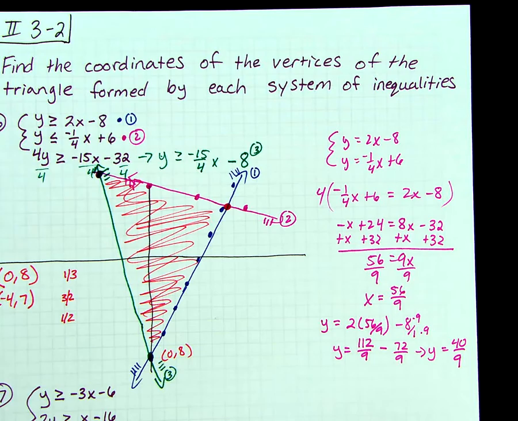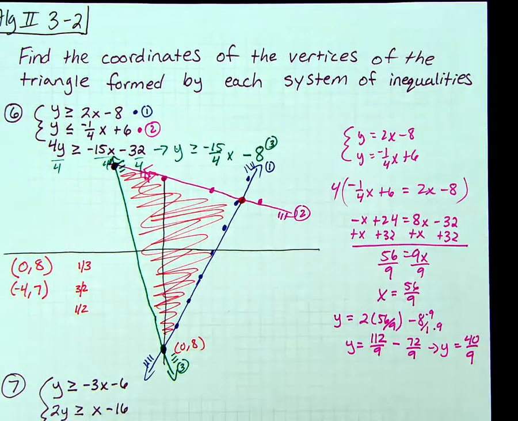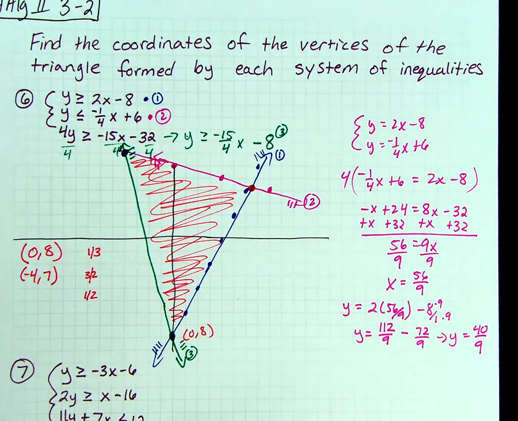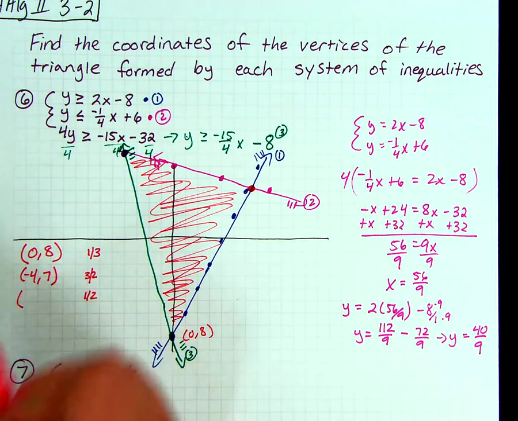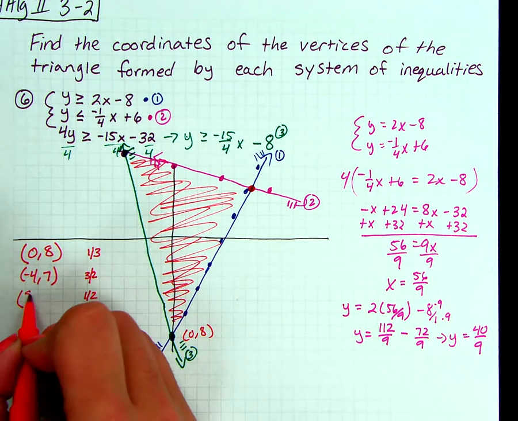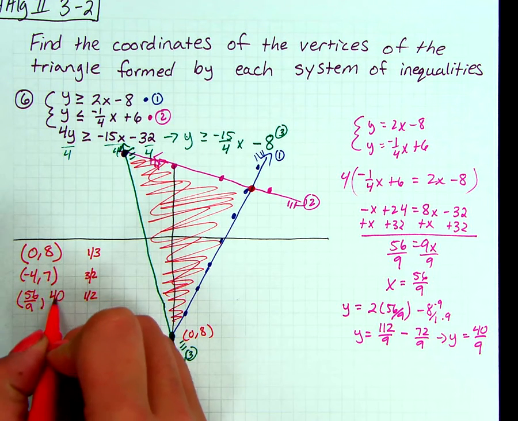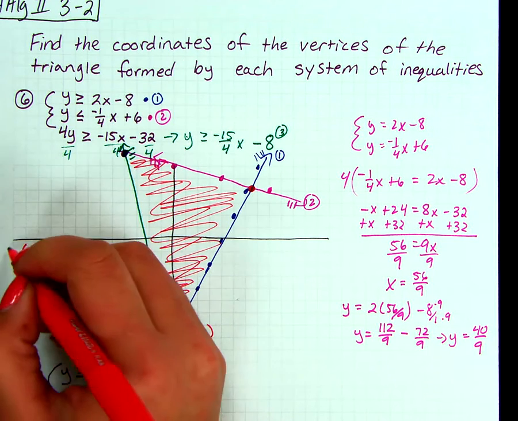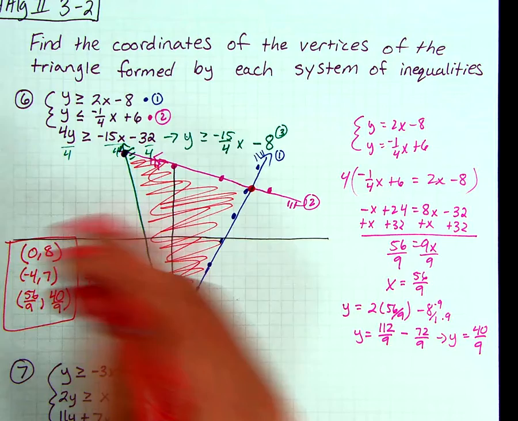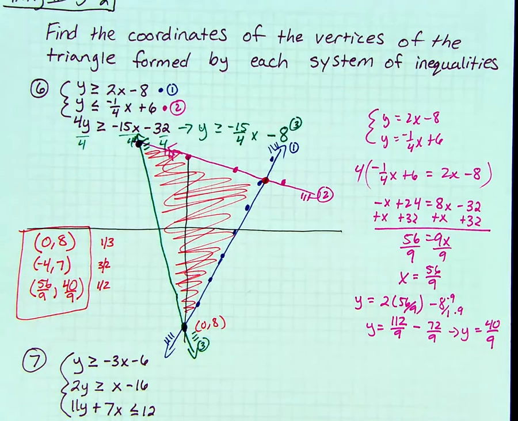So that's going to be my coordinate. So we're going to have a really messy fraction for that. And in the real world, this happens a lot. So our last intersection is at 56 over 9, comma 40 over 9. So these 3 points, along with my shading, is the answer for this problem.